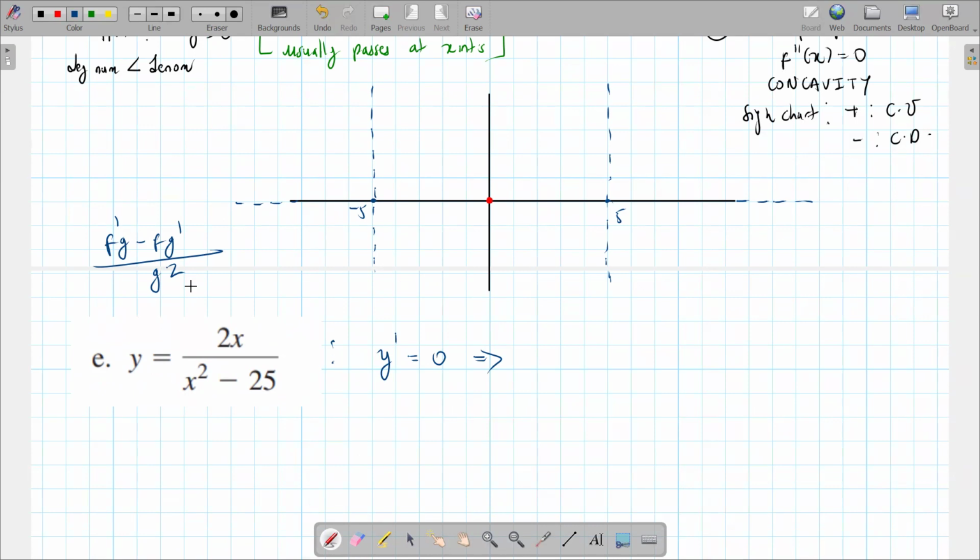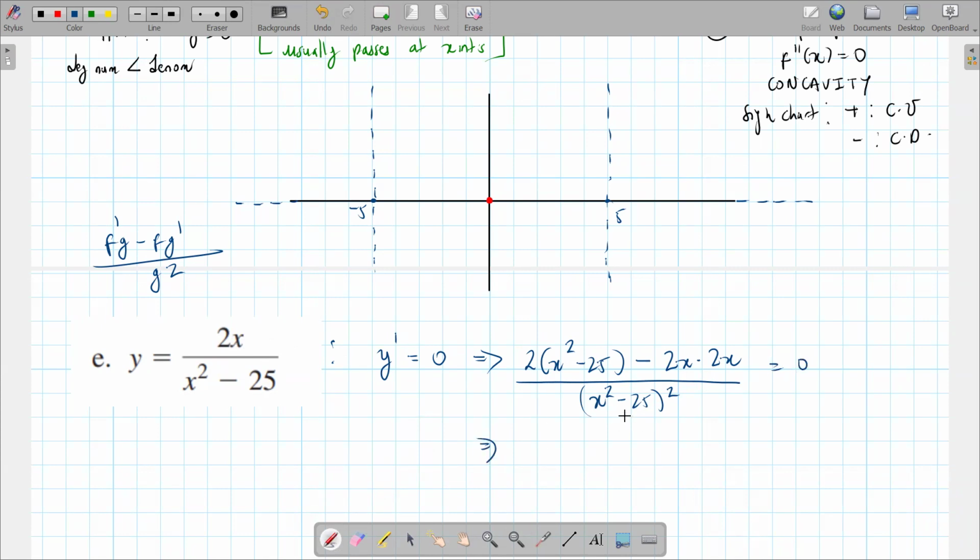What's the derivative of 2x? 2. So you multiply, that's f prime. You multiply g as it is, so g is your denominator there. So this is f prime g, I'm following this formula, minus f as it is, so 2x, times, what's g prime? 2x. It's 2x, all over g squared, so x squared minus 25 whole squared. So there you go, this is our equation that we need to solve. We're setting this equal to 0.